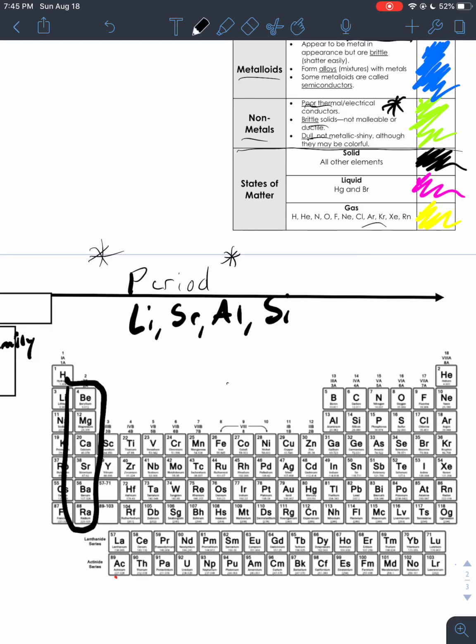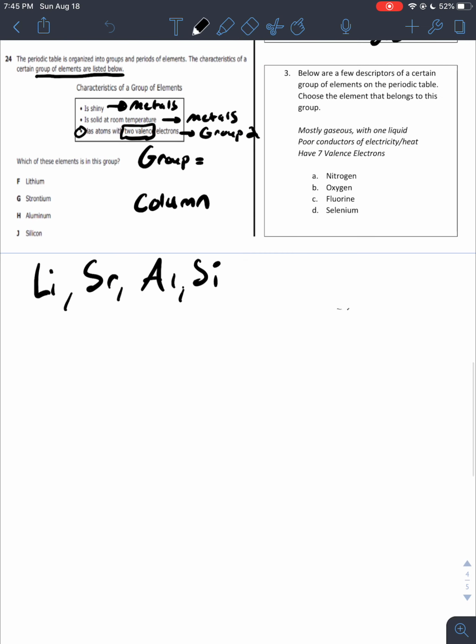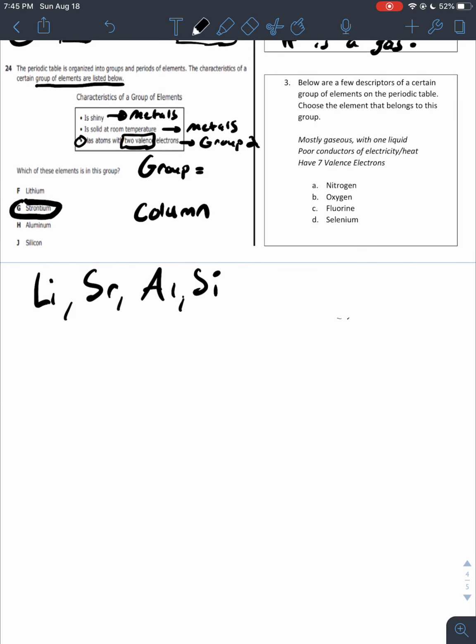I'm looking for Li. I don't see it. I'm looking for Sr. I do see it. My correct answer is G. You had a dead giveaway there when it said atoms with 2 valence electrons. Remember, group 2 has 2 valence electrons.